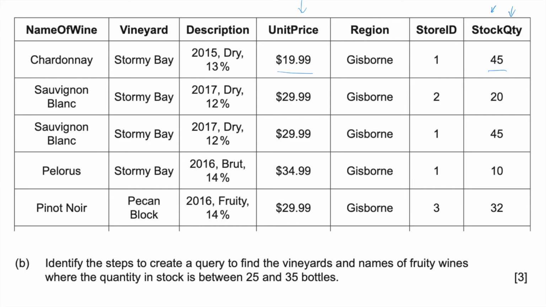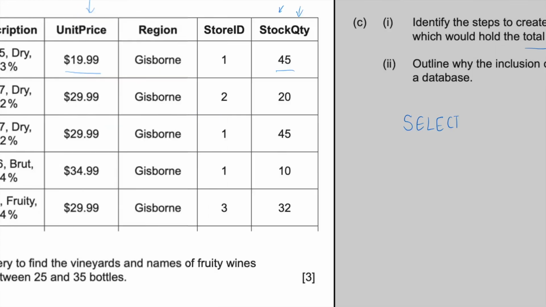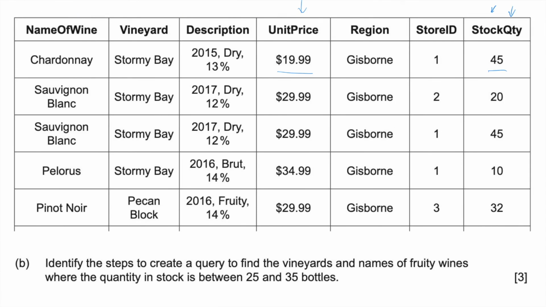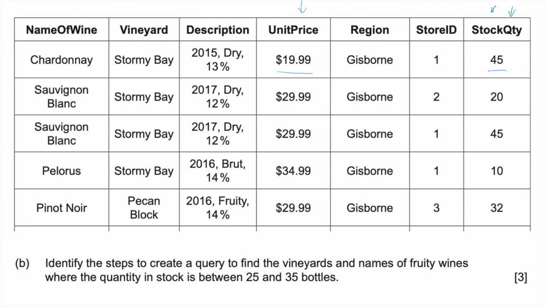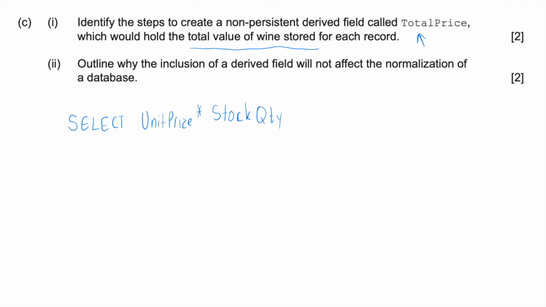If we wanted to write a query to do that, we would just say select unit price times stock quantity. So it would look something like this: unit price times stock quantity. Actually, how is that written? Stock QTY. And then we're going to use that as keyword, I'll put that in red, as. And we're going to be storing that as total price, from, and what's the name of the table? I think the name of the table is wine. And this is how we would create our derived field.